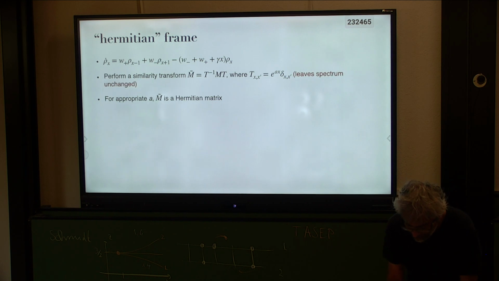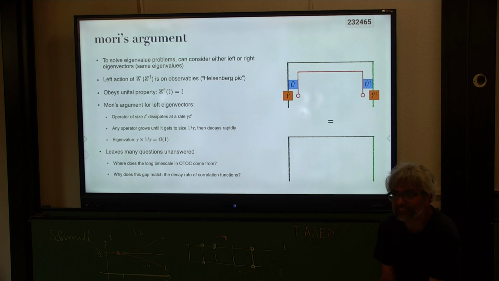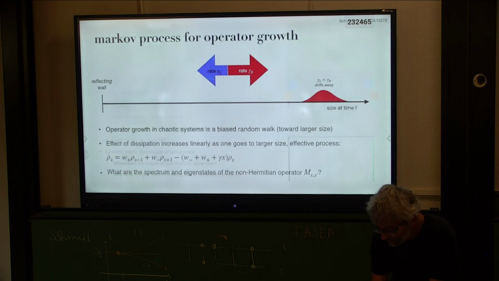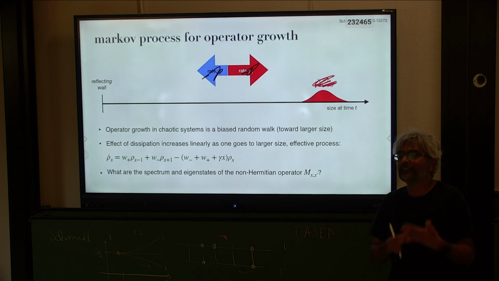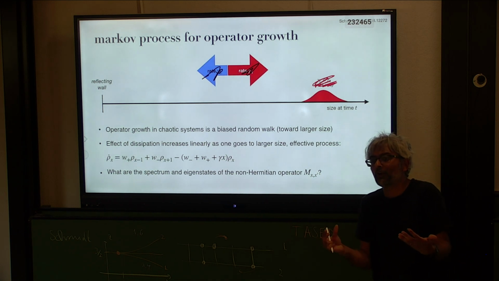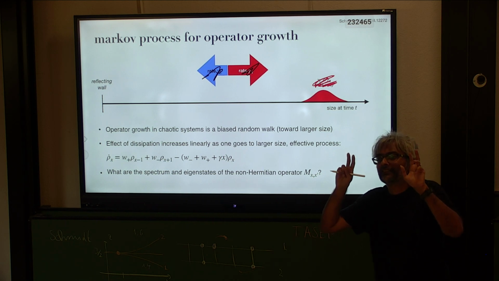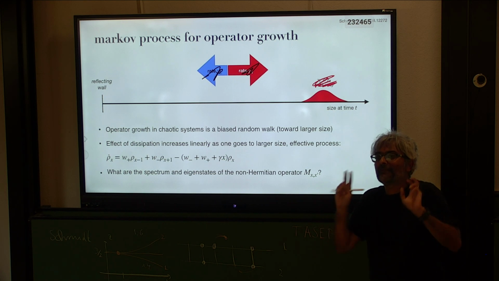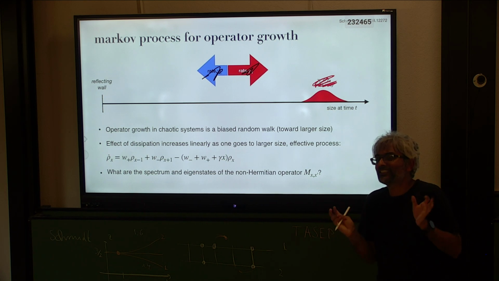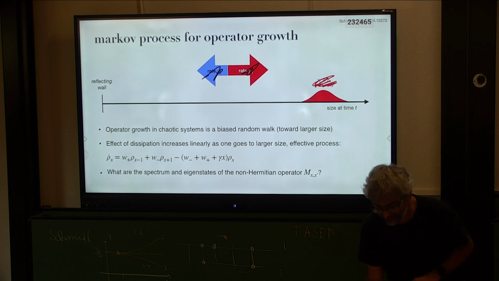What's happening here is that I'm taking operators. And in the closed system, the operator has a preserved L2 norm. So I can break up the operator into pieces of various sizes. I can define a density of operators at a given size. That's what I mean by distribution function. It's a distribution function of the operator. It's not the density matrix.